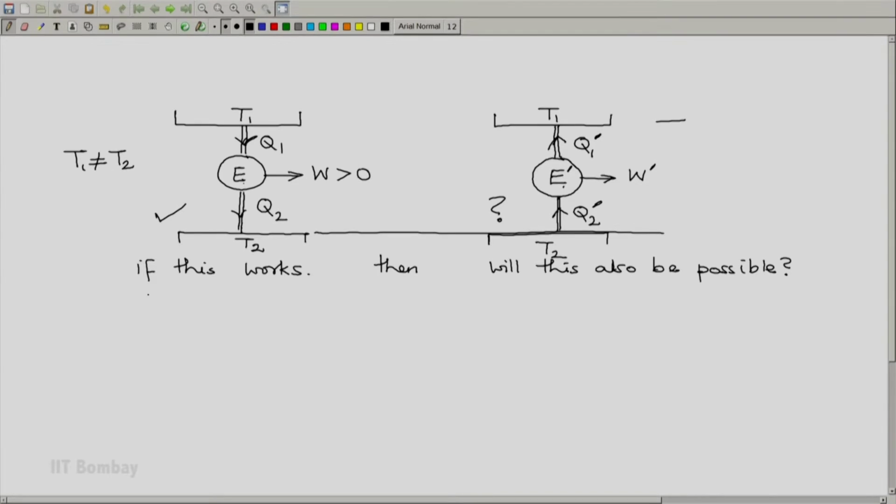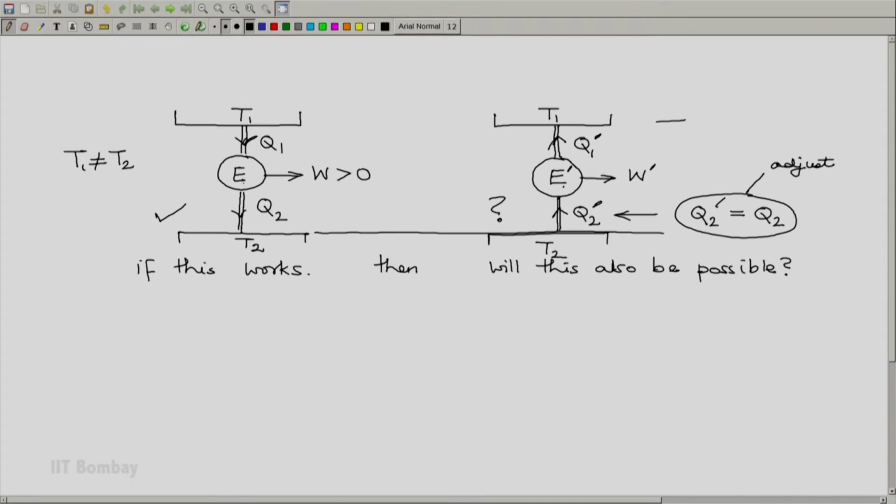What we do is we say, let Q2 prime be adjusted in such a way that Q2 prime equals Q2. Remember that we assume that all our interactions are continuous and are scale independent. So, I can always scale this engine up or down as required to adjust Q2 prime equal to the Q2 of the first engine E, and obviously W prime and Q1 prime will automatically get adjusted as required when Q2 prime is adjusted equal to Q2. Now, let us set up our T2 in such a way that all that it does is absorb Q2 from this engine E and provide it to this engine E prime.